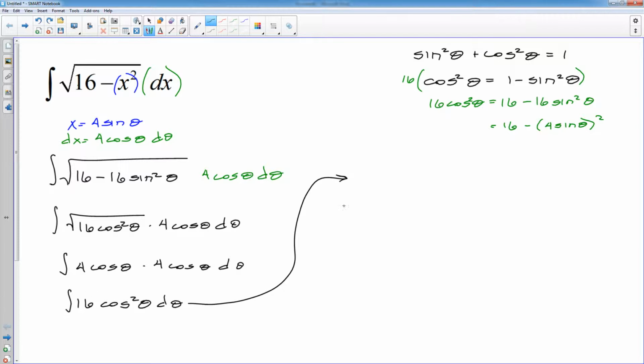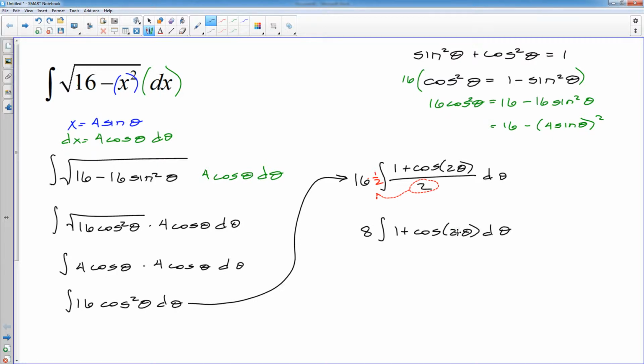Let's see, I'm going to pull this over here. When I have constants, I usually pull them out, so I'm going to pull that 16 out, and I'm left with the cosine squared. The way you integrate cosine squared is you use a power reducing identity. Cosine squared is the same thing as 1 plus cosine 2 theta divided by 2. Again, I have a constant. I'm dividing by 2, so I'm actually going to pull that out as a 1/2, which gives me 8, 16 times a half, times the antiderivative of 1 plus cosine 2 theta d theta.